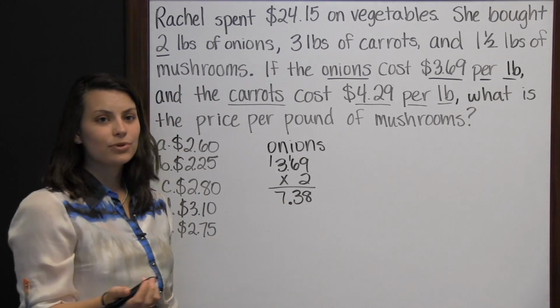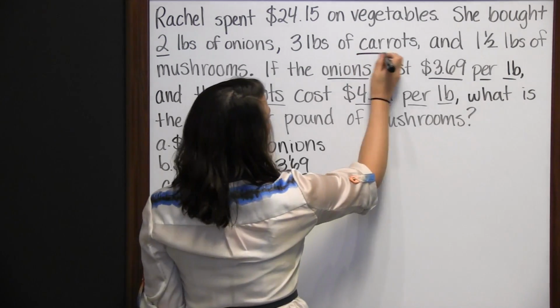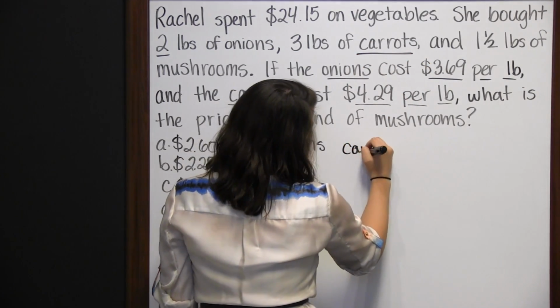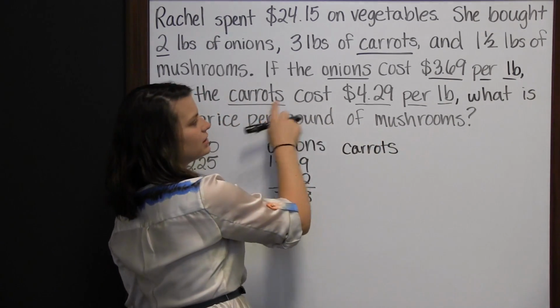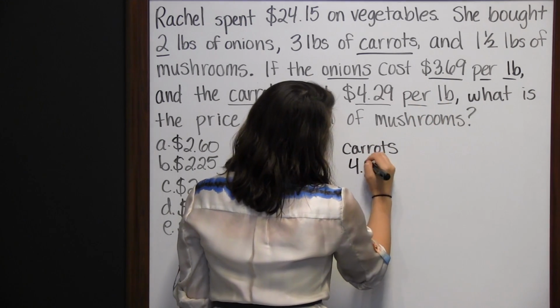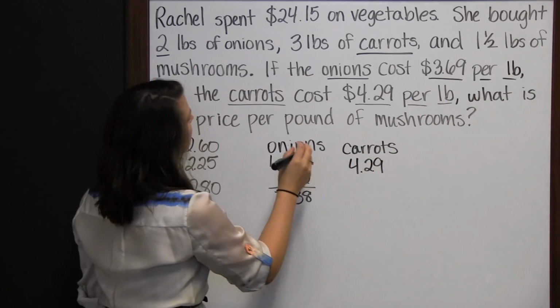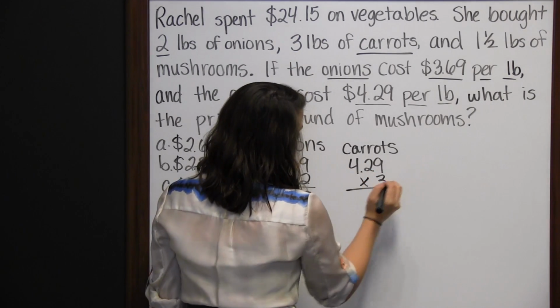We're going to do something similar to find the total amount of money spent on carrots. So next we'll deal with our carrots. The carrots were $4.29 per pound. So $4.29 times 3, since she bought 3 pounds of carrots.